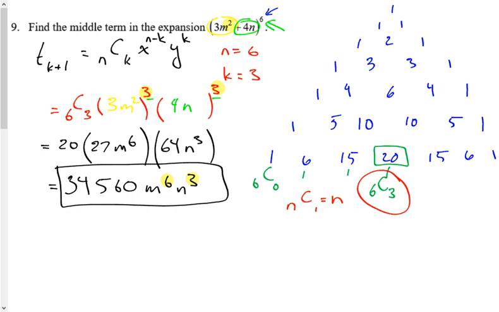If my n value was odd, then it could not have asked me for the center term or the middle term. So you won't be asked that in that situation.